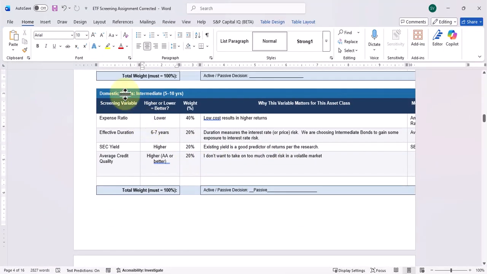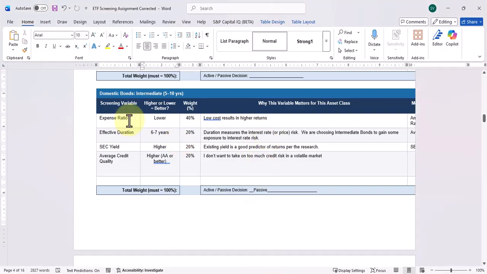where it gives the ETF category that I'm looking at. In this case, it's domestic bonds, intermediate, 5 to 10 years. It gives the screening variables, whether or not I want them to be higher or lower, and in some cases I'm actually looking for a specific value or a range of values, and I'll put that in there. The weight I'm going to use for this variable in my screening, why I'm using this variable.